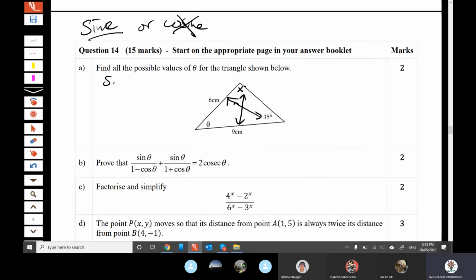What is this formula? It's going to be sine x on 9 equals sine 35 on 6, times it by 9.